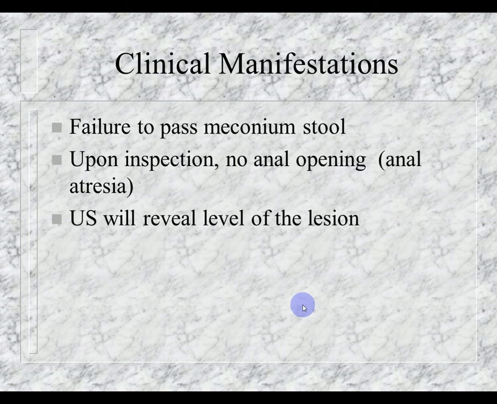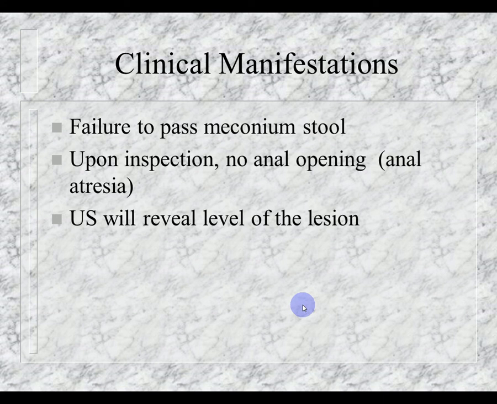If you think about the clinical manifestations, failure to pass meconium stool. So it occurs in the first trimester. They're not passing meconium stool. So where's the meconium going? Well, often a fistula will develop, and a fistula is an abnormal connection or communication between two things. And in this case, between the distal rectum and the peritoneum, or the GU system. So they will actually start having stool in their urine, with abdominal distension being common as well. Also, upon inspection, no anal opening. If you were to go in and try to do a rectal temp, you would not be able to do one. And ultrasound will be done to reveal the level of the lesion.